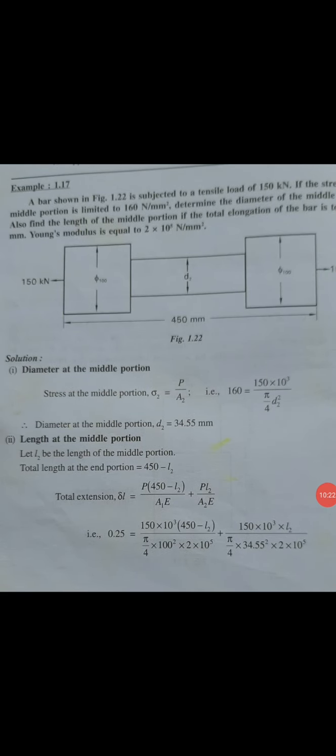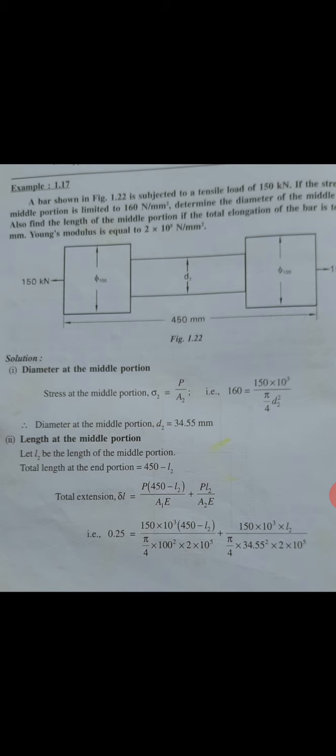So we'll take one more example. A bar is shown in a figure with a tensile load of 150 kN. If the stress in the middle portion is 160 Newton per mm square, determine the diameter of the middle portion and find the length of the middle portion, if the total elongation of the bar is 0.25 mm. Young's modulus is 2 × 10⁵ Newton per mm square.